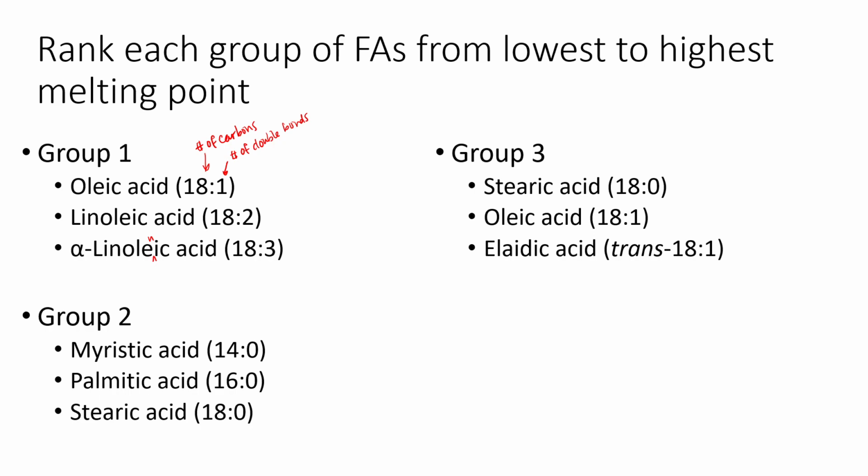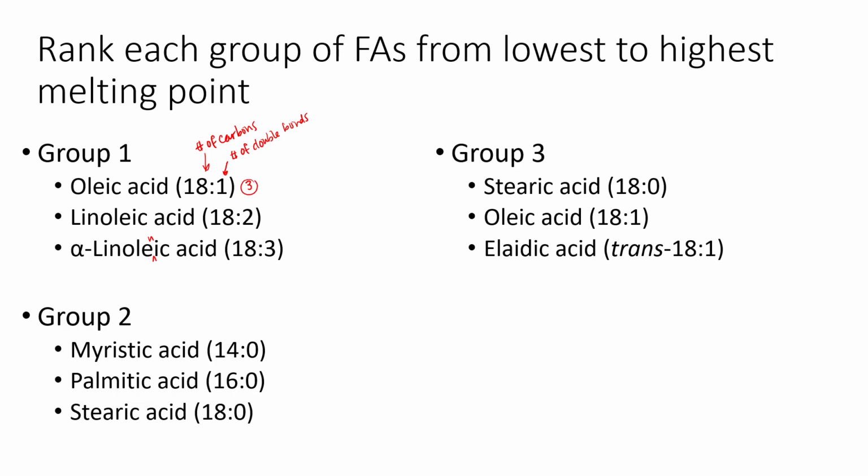And so it might help you to think about the ability to pack, how loosely or tightly these can pack, how much freedom of movement each of these fatty acids has. So if we're talking about oleic acid, the first one on our list, it has just one double bond. And so of these three, it has relatively the best ability to pack because it only has one double bond that is introducing a funny shape to it. And so this one is going to have the highest melting point.